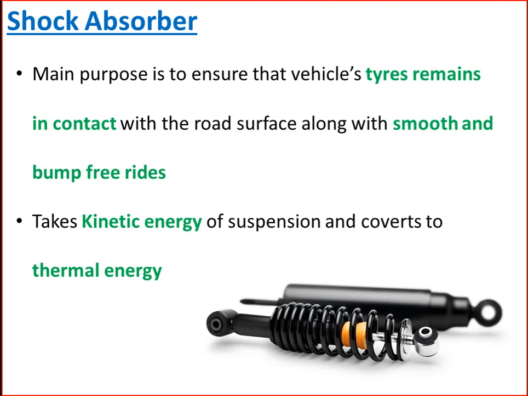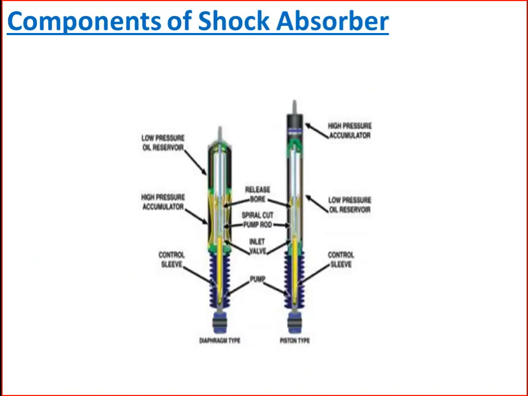Now, composite suspension systems are used mainly in two-wheelers, and also leaf springs are made up of composite materials in a four-wheeler. So different components of a shock absorber are shown in the figure. Let's quickly go through it.